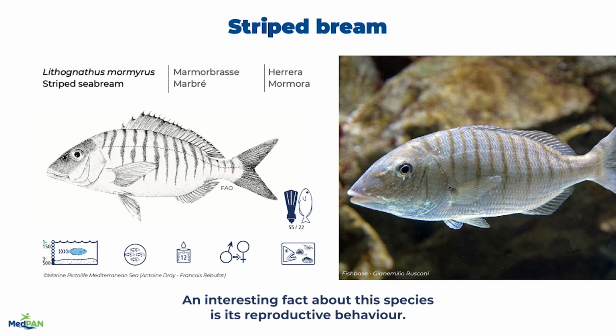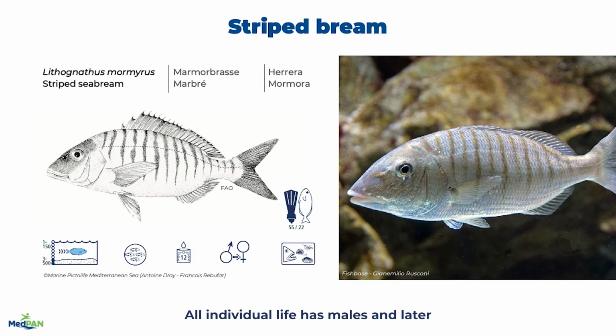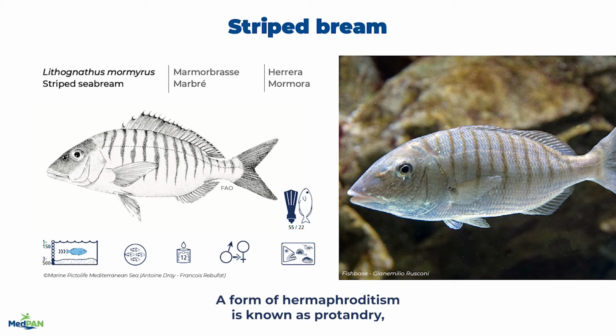An interesting fact about the species is its reproductive behavior. All individuals start life as males and later change to females upon reaching maturity, a form of hermaphroditism known as protandry, which is also observed in species like the gilded sea bream.